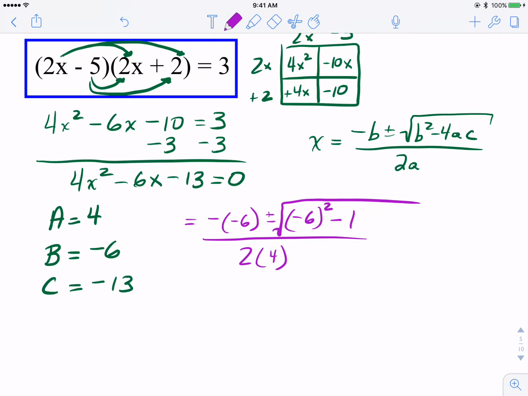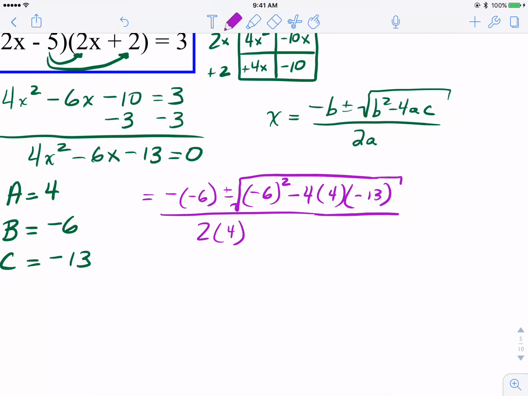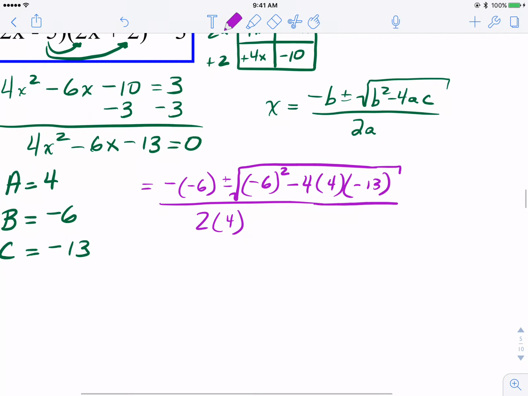Minus 4ac, so minus 4 times the 4 for a, and the c is -13. And the radical is where you can see it gets kind of messy. We're going to have a double negative, I see already. I like to figure out what that's equal to. Obviously, the front is going to be 6. I see a lot of people forgetting the plus minus as well. Don't just think it's like 6 radical. There is a plus minus there, so don't lose sight of that.